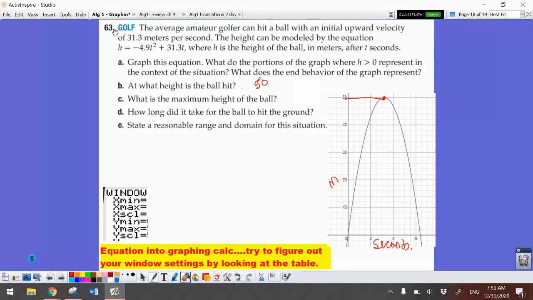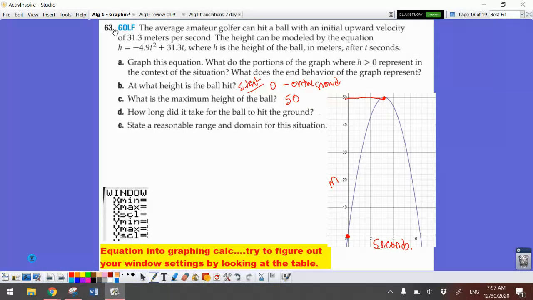Whoops, let's back that up because that's actually going to lead us into two things. So the maximum height is 50. Okay, at what height is the ball hit? So this is asking about the starting point. Where's my starting point? Well, I started at 0. Okay, it's on the ground.